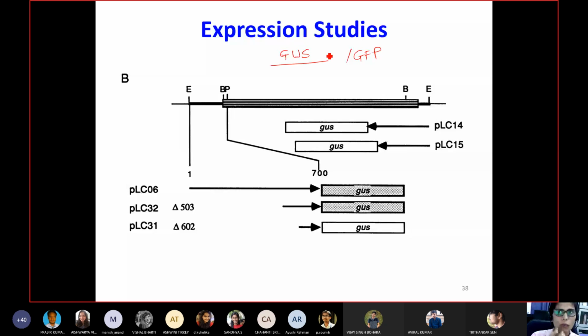So this kind of reporter system was created where you have GUS as your reporter gene, and upstream of that you have promoter sequences. For example, if you believe your promoter region is from 1 to 700, then you take out these sequences and link them with your GUS reporter system. So this is your reporter system, and GUS will give you a blue color, and this blue color indicates that your gene of interest is expressed.